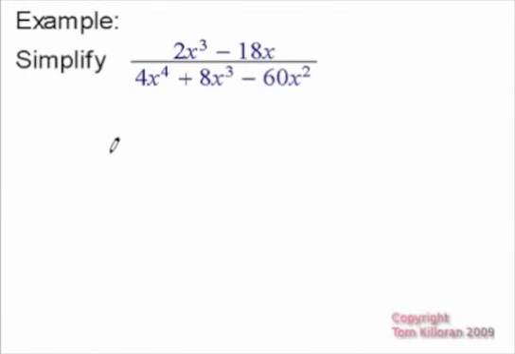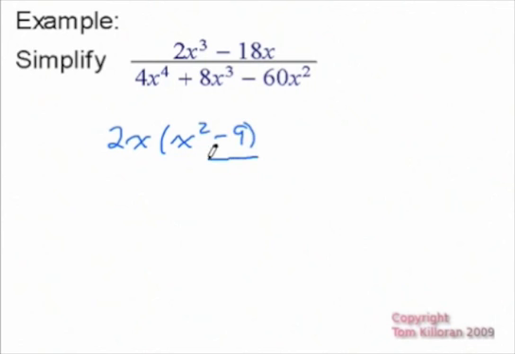Example of a simplification of a rational polynomial expression. To start off with, we're just going to factor completely the top and the bottom, but we better take care of that greatest common factor that they both contain. So the top is 2x. We can pull out and leave behind x squared minus 9.